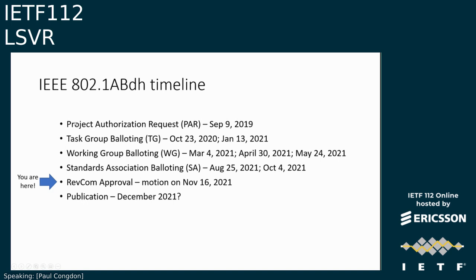Any technical changes are typically completed during the task group and working group phases. We're now at RevCom approval, which is where the document is basically done. We're just proving it through the process and going for publication. I'm not exactly sure of the expected date of publication, but I do believe it's before the end of the year. So the draft could be used today. There won't be any substantive changes.